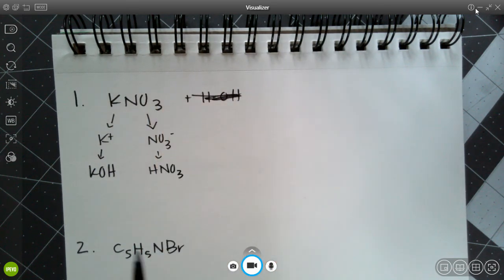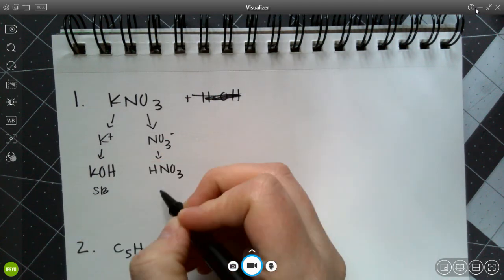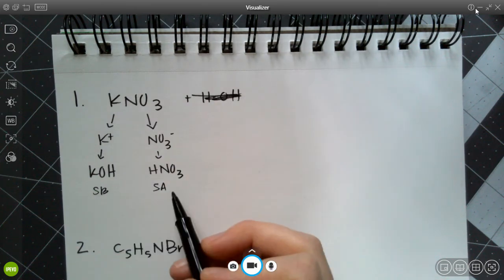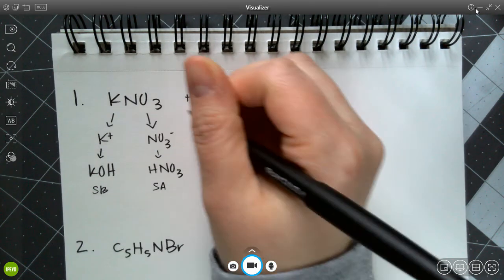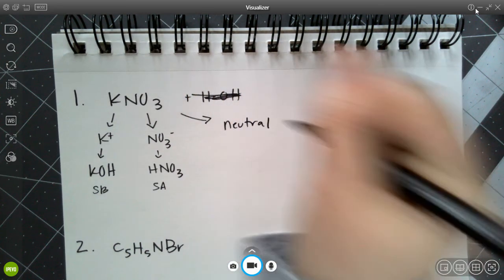So when I look at those two things and I find the parents, KOH is a strong base and HNO3 is a strong acid. And I know that if I mix a strong acid and a strong base together, I'm going to have a neutral salt. So KNO3 is neutral. Okay?